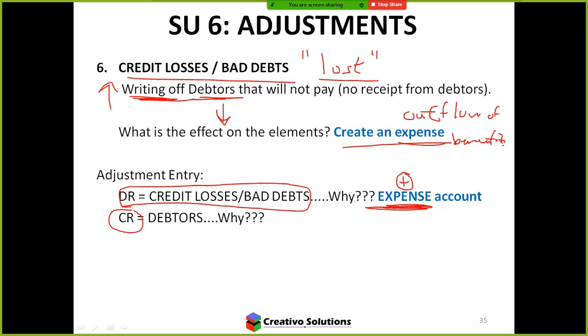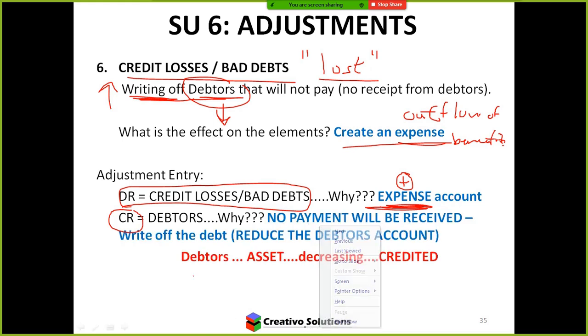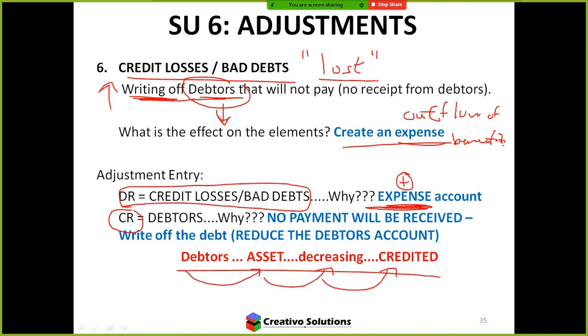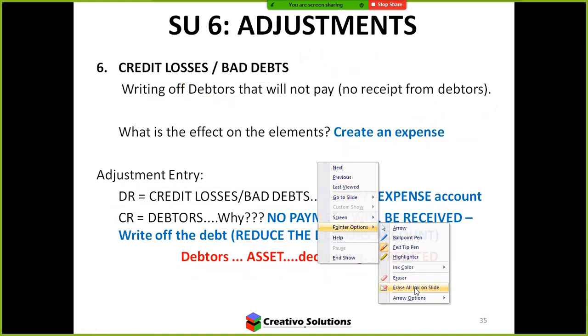So, if we're following the steps that I gave you earlier, what is the account? It's debtors. What is debtors? An asset. What is happening to the asset? It's decreasing. Where do assets decrease? On the credit side. There's all the steps. There's the analysis that I was talking about earlier. Happy with that one? Yes. Awesome. I think we've got two more. Let's just check.